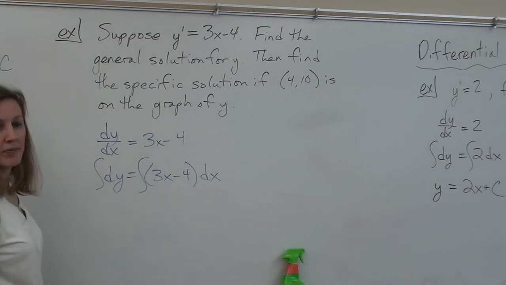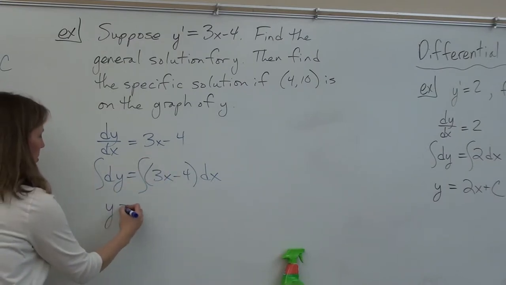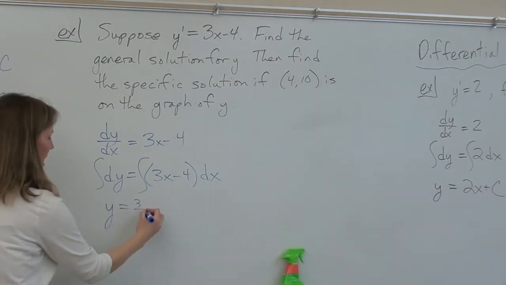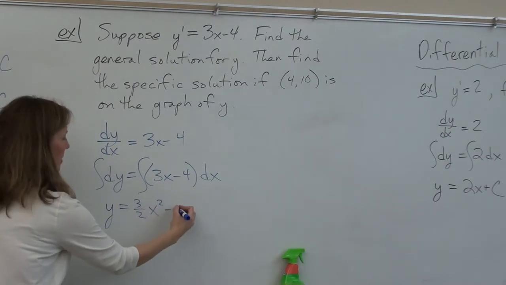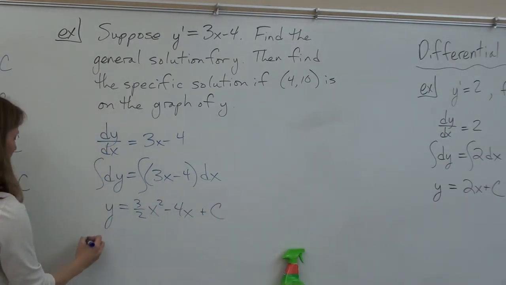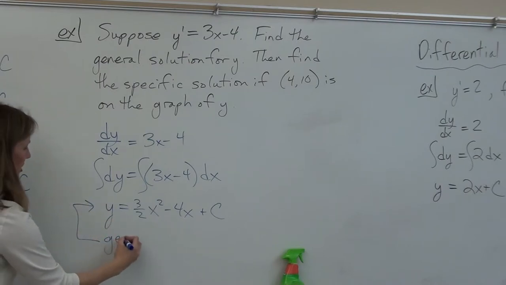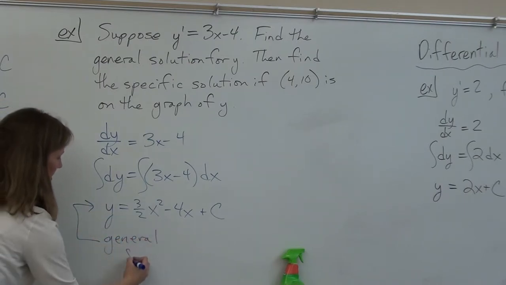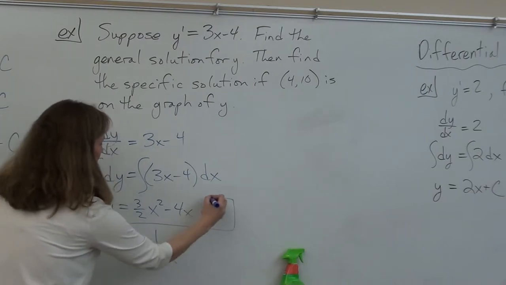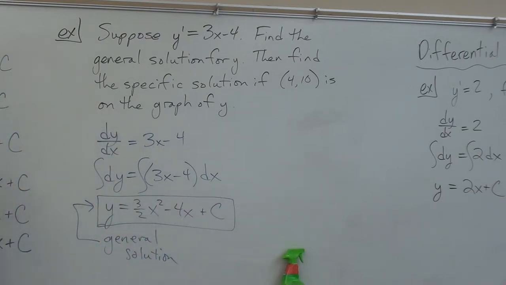What's the integral of dy? y. What's the integral of 3x minus 4? 3 halves x squared minus 4x plus c. This right here, that's your general solution. Right, so the solution with the plus c, that's the general solution.